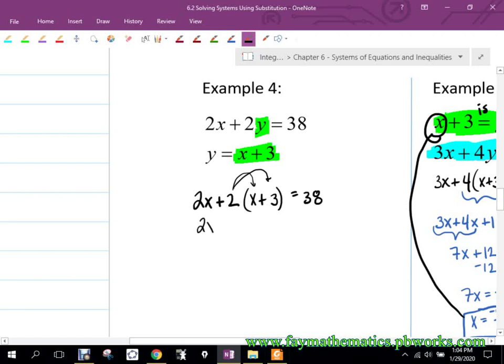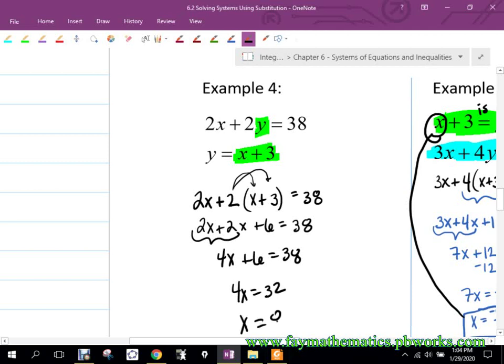And now when you distribute, you get 2x plus 6 equals 38, right? Now what? 4x plus 6 equals 38, right? Subtract 6, and then you divide by 4 and get 32 over 4. All right, so x is 8. Now, when I get x to be 8, which one of these equations is the easiest one to plug that back into? That one there. So y would be then 8 plus 3, that's 11.